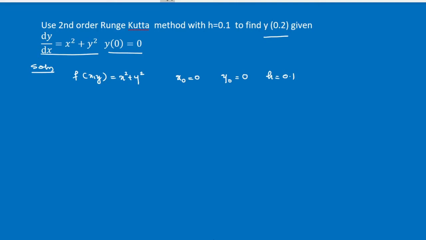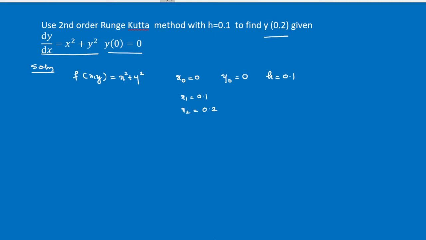If h is 0.1 and x naught is 0, what will x1 be? 0 plus 0.1, that is 0.1. What is x2? x2 is equal to 0.2. We have to find y of 0.2, so we need to solve up to the point x2.